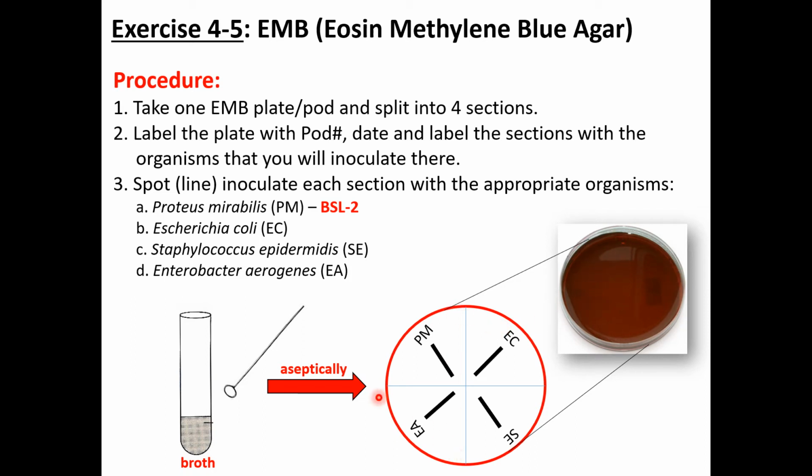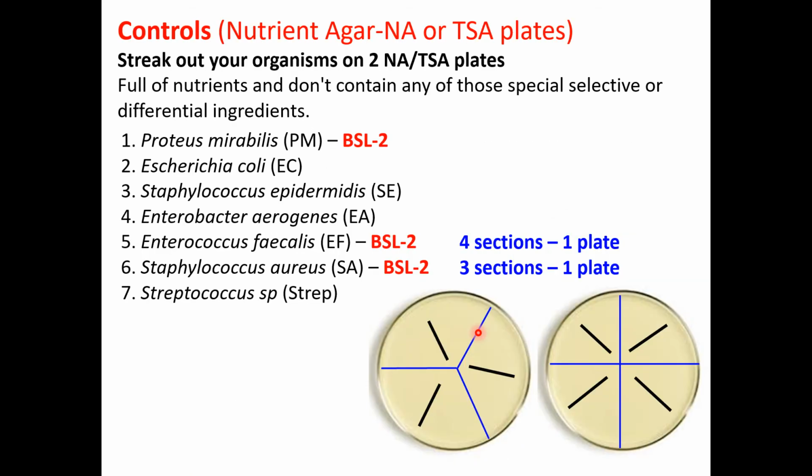And then we will take the bottom of the plate, split it into 4 sections, and inoculate Proteus mirabilis and E. coli. They're both gram negatives as well, so they would grow on the plate. Then we'd have Staph epidermidis, which is a gram positive, so it will not grow, but we need to have a control. And then we have Enterobacter aerogenes, which is also a gram negative, so it would grow in here. Again, that's all you do, just a straight line for each species.